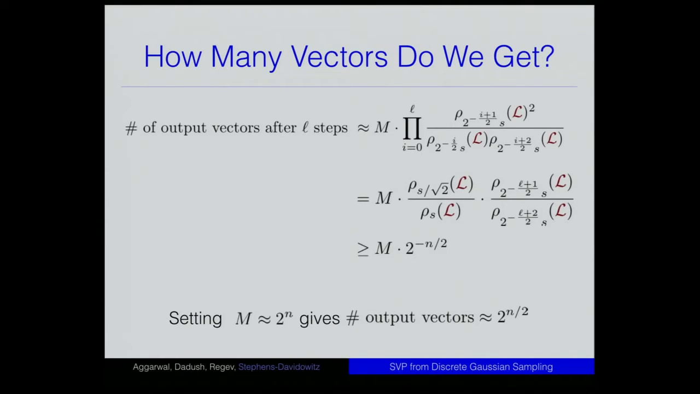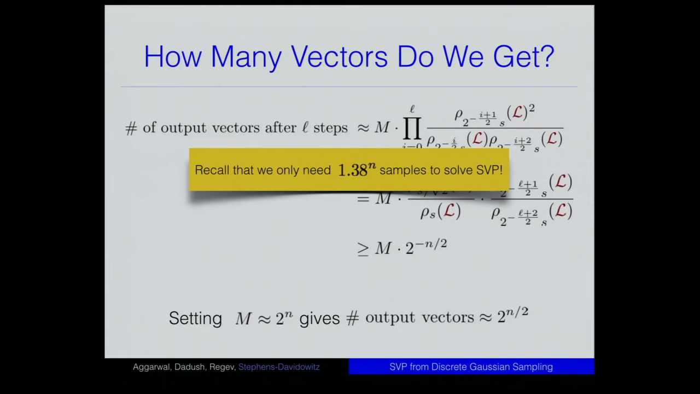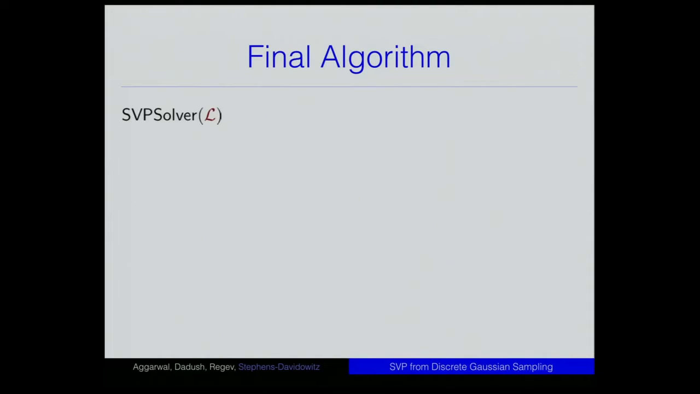Now, if I start out with 2 to the n vectors, which I need to start out with, at the end I'll get 2 to the n over 2 vectors. This is multiplication. And remember something that I told you earlier that you probably forgot. We only need 1.38 to the n samples to solve SVP. 2 to the n over 2 is greater than 1.38 to the n. So as if by magic, we've solved the problem. That was probably a little fast. Let me show you the final algorithm.